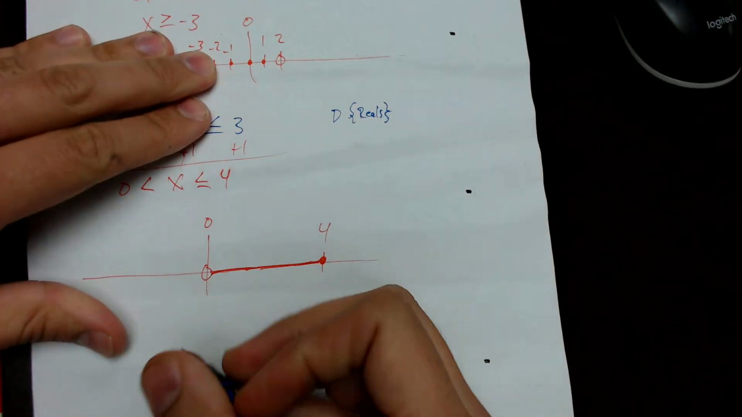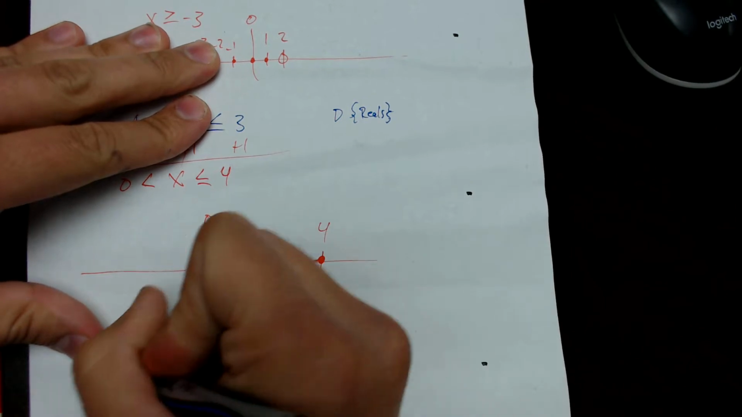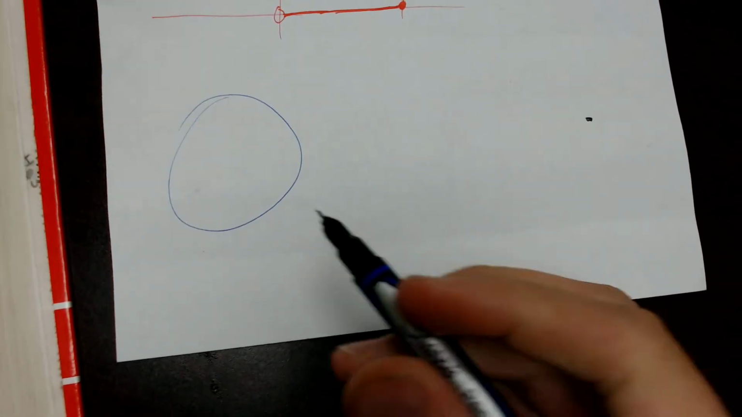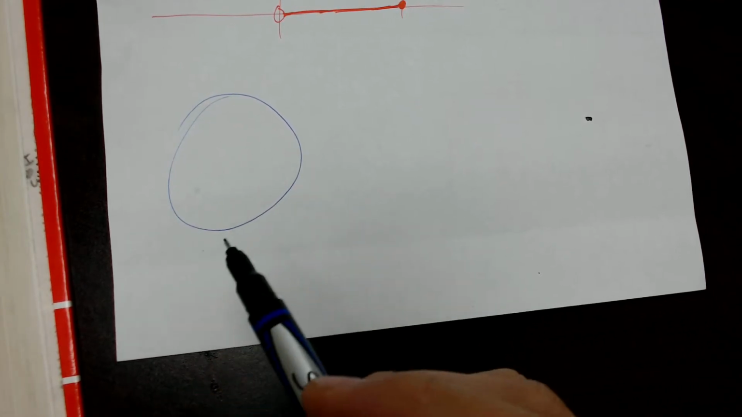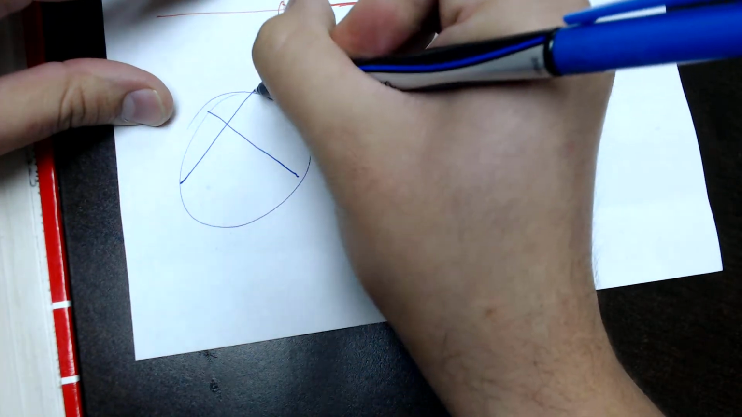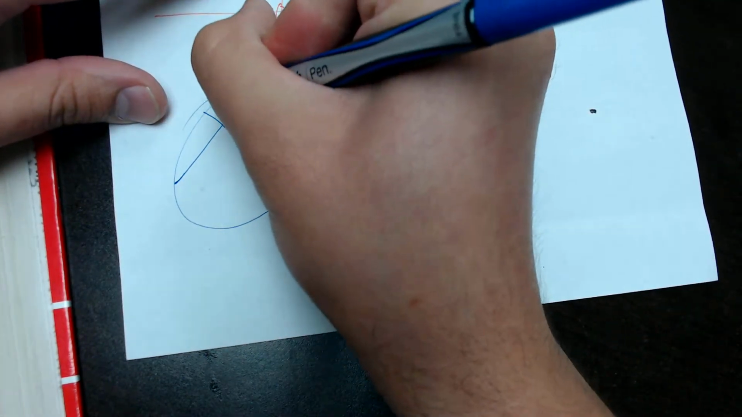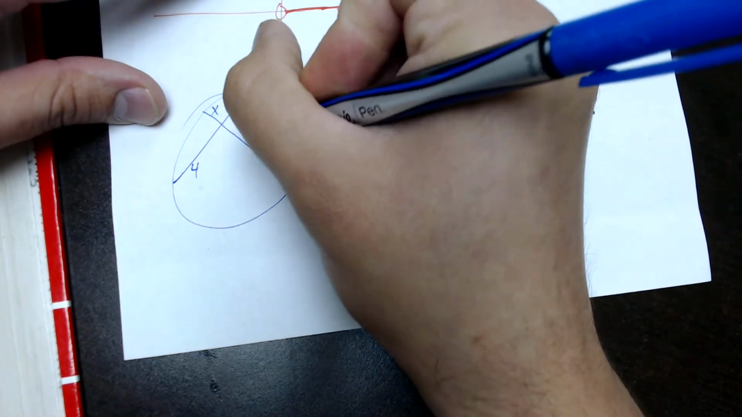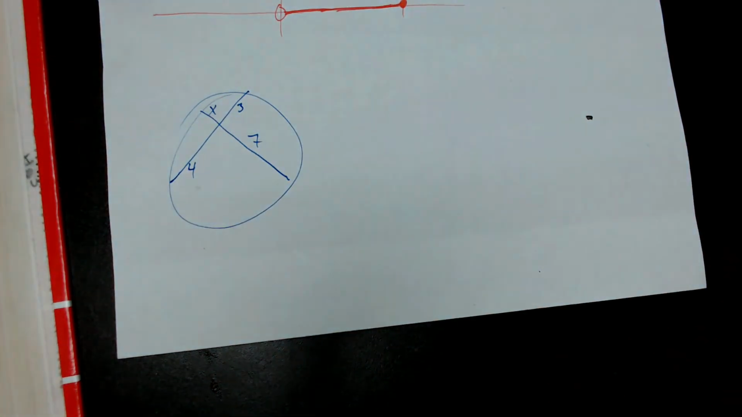So for our chord problem, we have a circle, which is not very well drawn. That's why I was using the circles in the books, because my circle is not so great. And then we have one chord here, and we have another chord here. This segment is x, here is 3, this length is 4, and the last segment is 7.